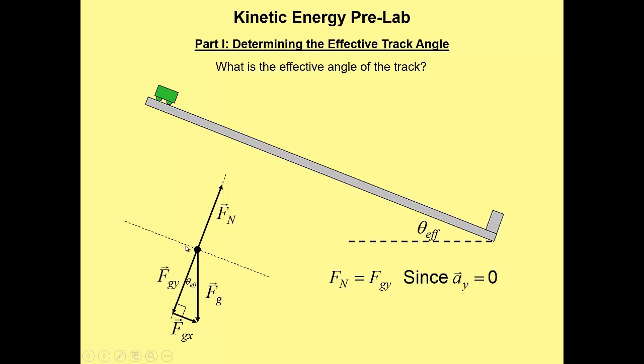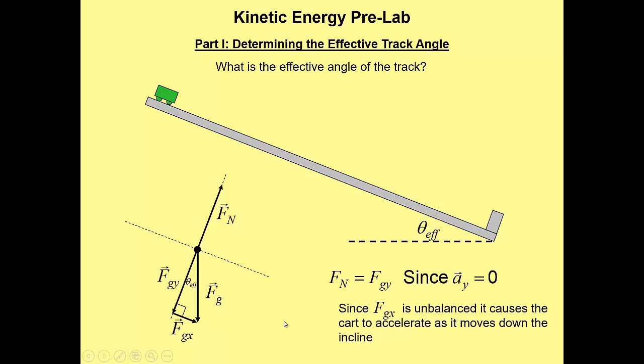Now, there is no friction here, remember, because this is the effective angle, the angle that the track is acting like there's no friction, okay? So no friction, so this is it. This is the force diagram. Well, if F_n and F_gy balance out, that leaves us with F_gx as the only unbalanced force. And so F_gx will make the cart accelerate down the incline. Notice it points down the incline, so the cart speeds up as it goes down the incline.